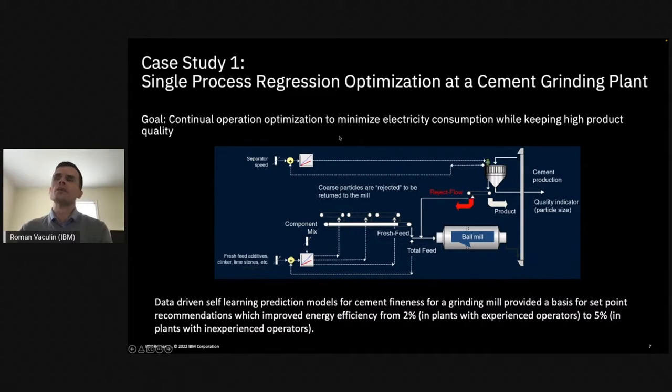This is one where we've been optimizing the production of a cement grinding plant. So we have a continual operation of the cement grinder, and we try to minimize the electricity consumption while maintaining the product quality. So that's for the single process.